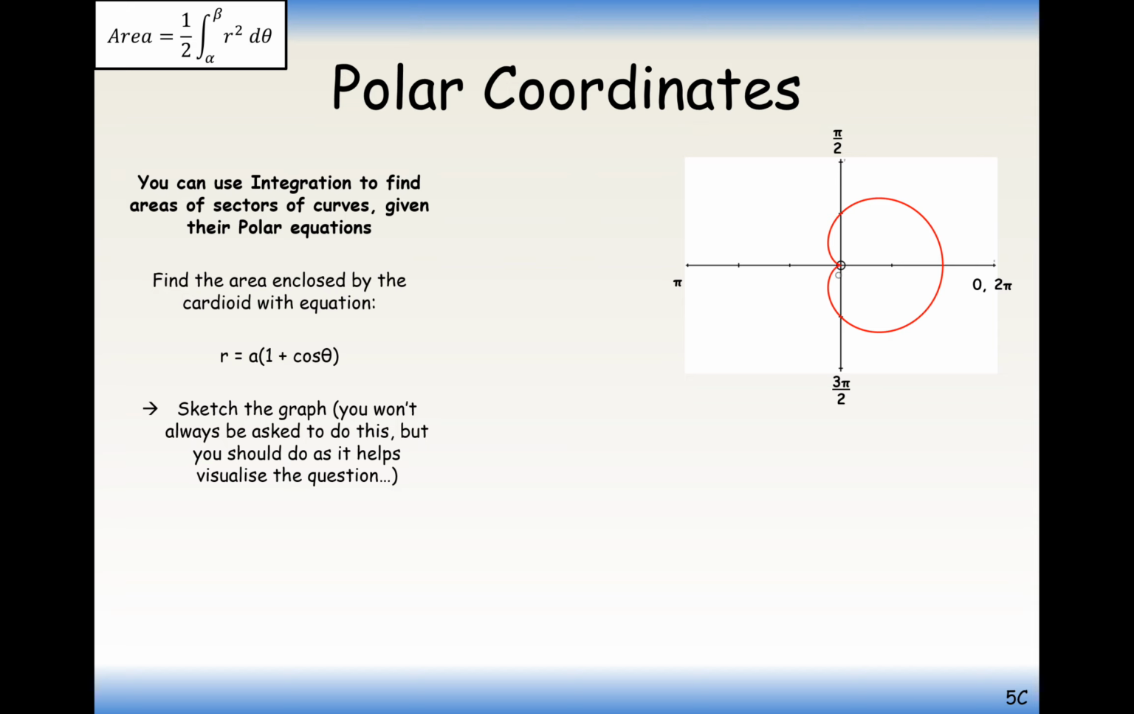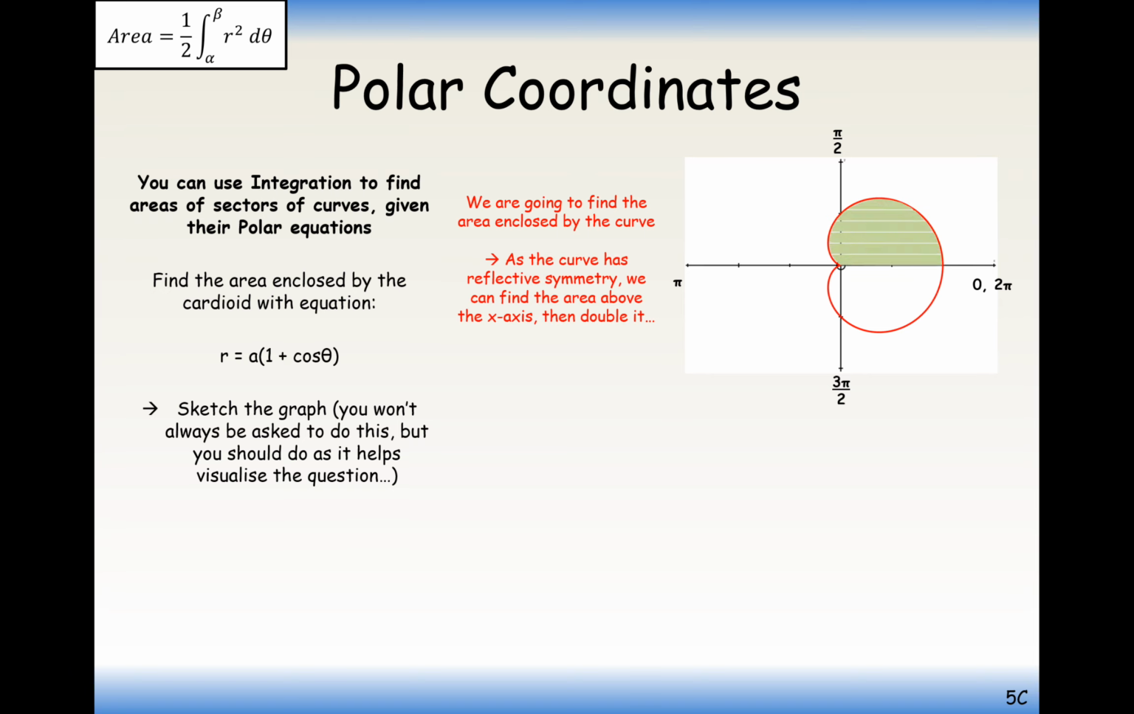So if we've got to work out this whole area, maybe the best thing to do would be just to work out the top area and then double it to work out the whole area. So that's what we're going to do in this question. We're going to work out the top area and then double it to work out the whole area enclosed by this curve. So that will mean the alpha value, the lower boundary, will be 0, and the upper boundary will be pi.